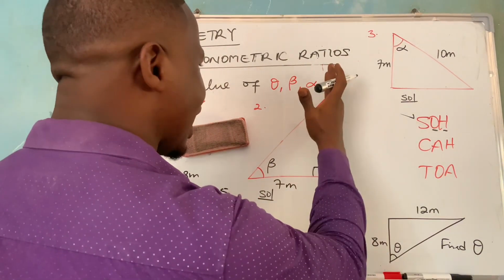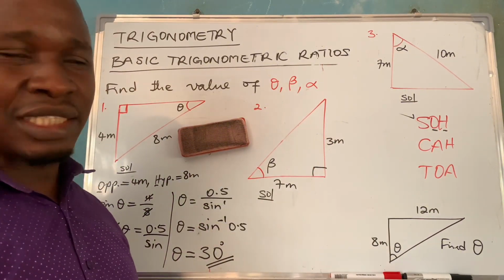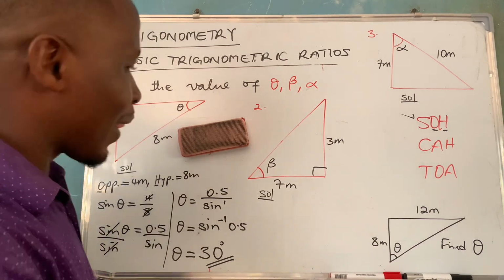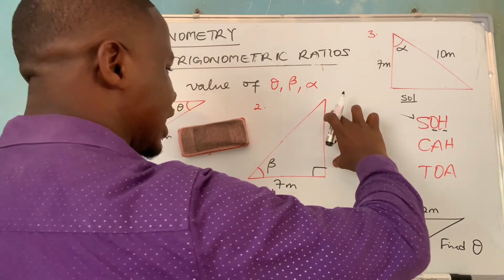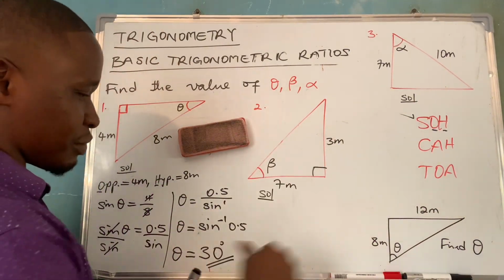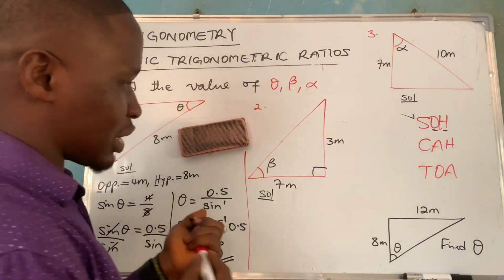But we can see a vertical line and a horizontal line, and they meet at 90 degrees. Hence, this one is a right angle triangle. So this side is facing the given angle, so this side is what we call the opposite.